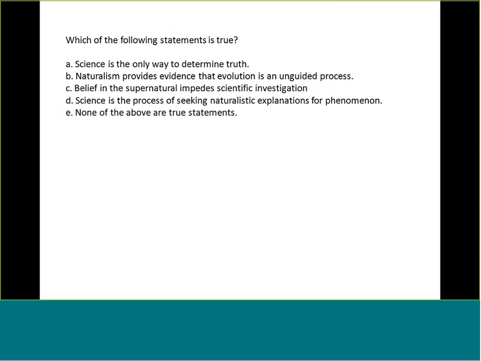This is another question from exam 1 that a lot of students answered incorrectly. So the question is, which of the following statements is true? A, science is the only way to determine truth. B, naturalism provides evidence that evolution is an unguided process. C, belief in the supernatural impedes scientific investigation. D, science is the process of seeking naturalistic explanations for phenomena. And E, none of the above are true statements. So I want to take you through each of the possible answers that are given here, and show you why each one of them is true or false.